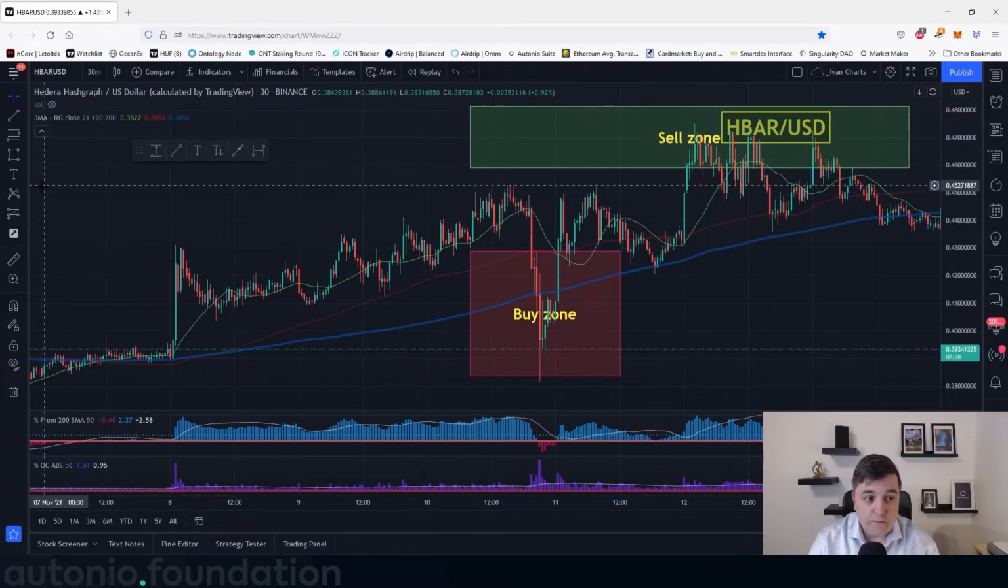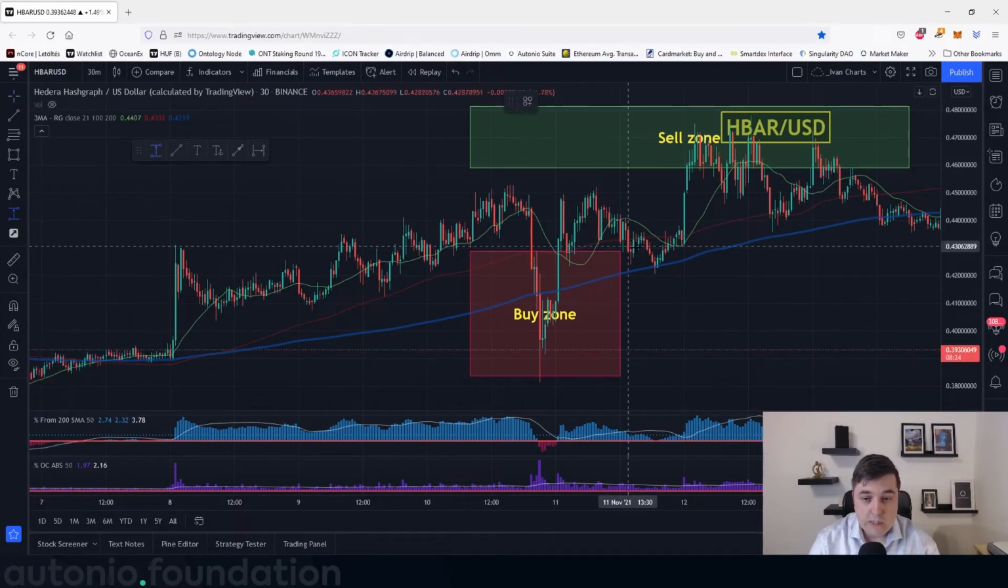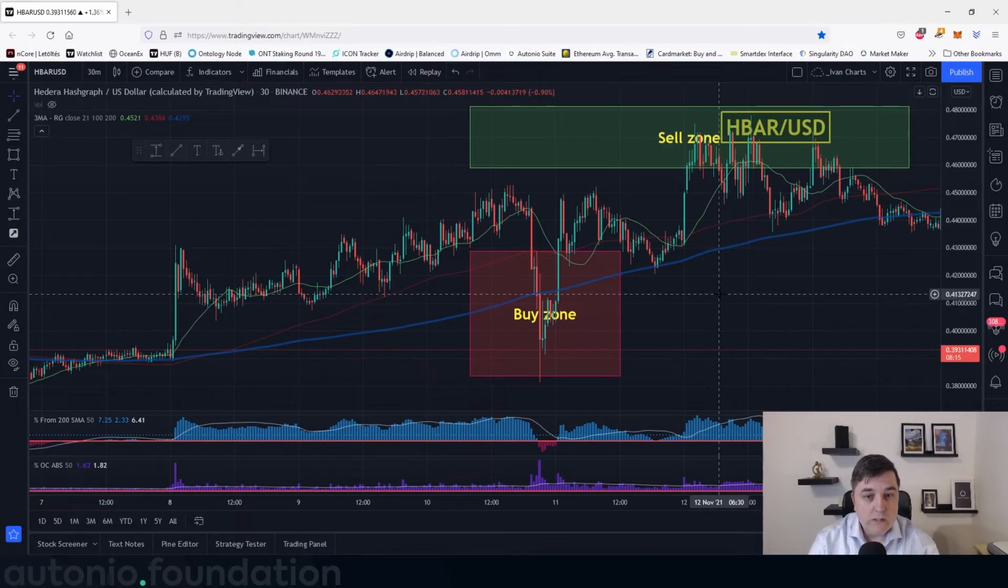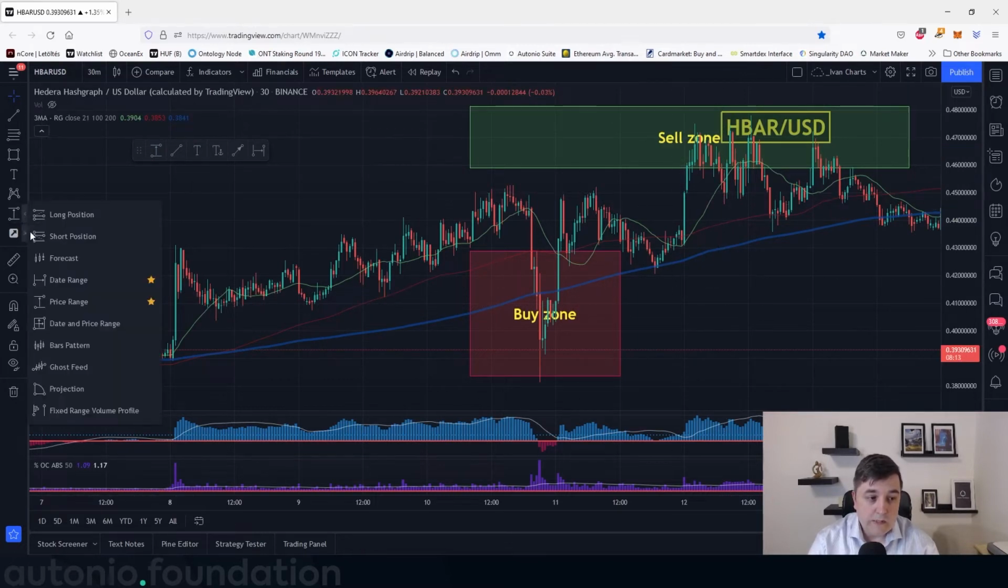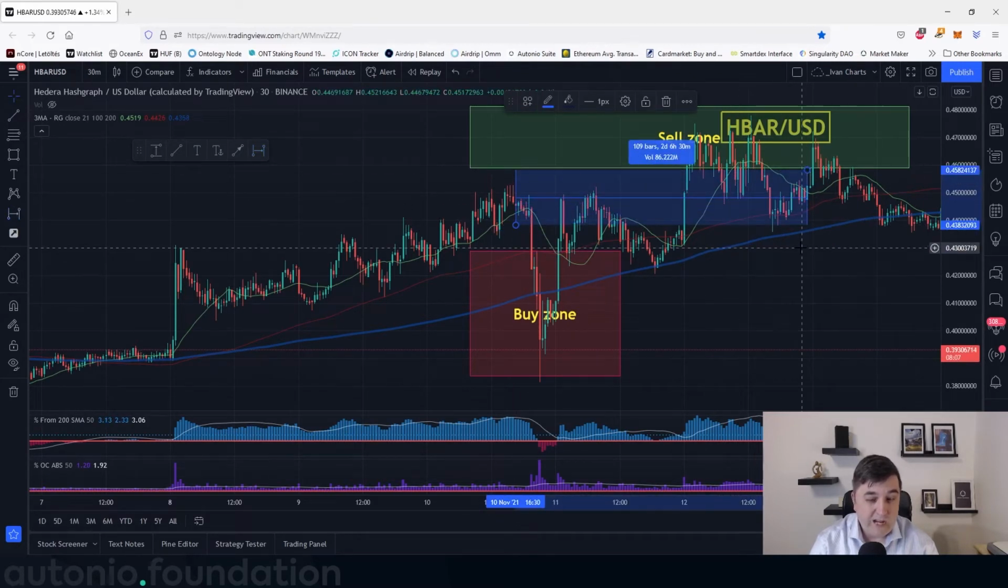And how much profit can you make? Well, let's check it. Here is the price range, and let's say you buy here and sell there, it's 10%. Okay, but what is the time frame in which you make this money? Let's check the date range. Let's say from here to here, this is 2 days, and 10% in 2 days, well, it's kind of lucrative, I would say.